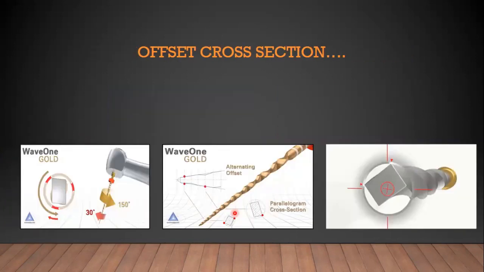Now, why have some of the files been provided with an offset cross section? What is this offset cross section? If a file has a parallelogram cross section, but all 4 points do not contact at one time, only 2 points contact at a time, that is an offset cross section. So why has it been provided?